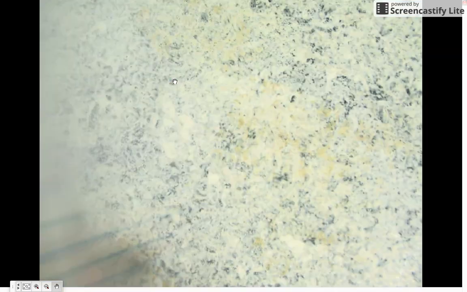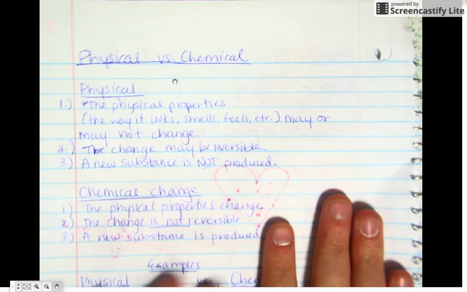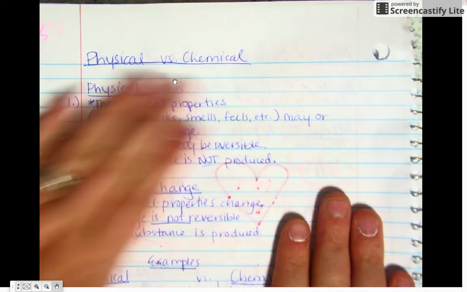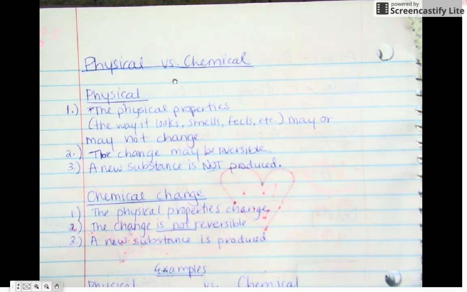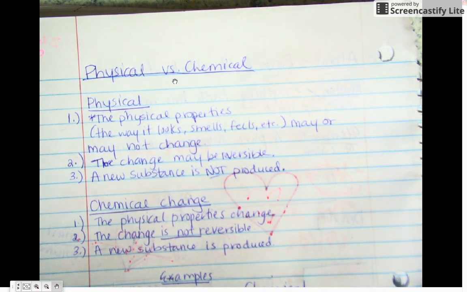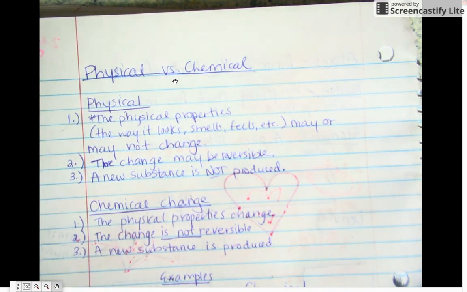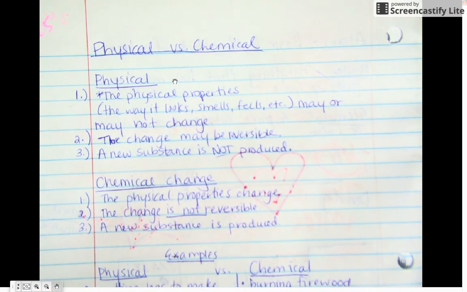So moving on. Physical chemical properties. So remember, physical: the way it looks, smells, feels, and that could or could not change, okay? And the change may be reversible, and usually that's the biggest identifier for a physical change. And a new substance is not produced.